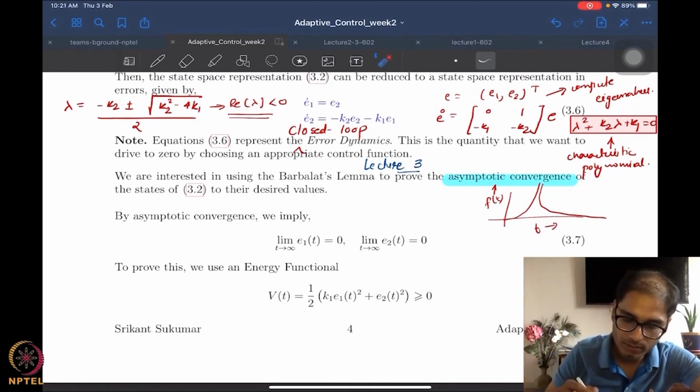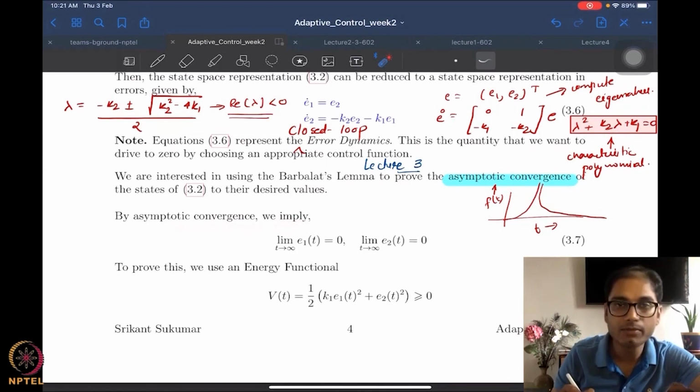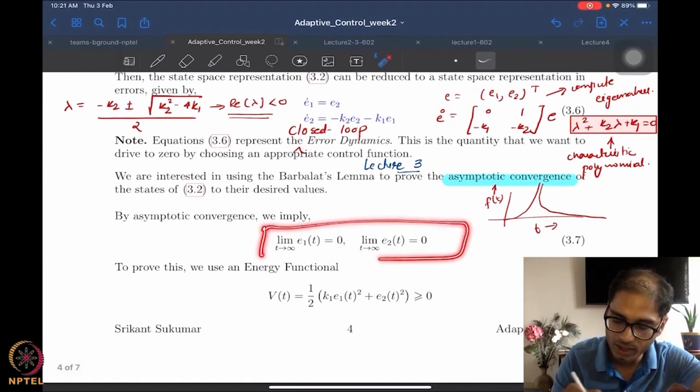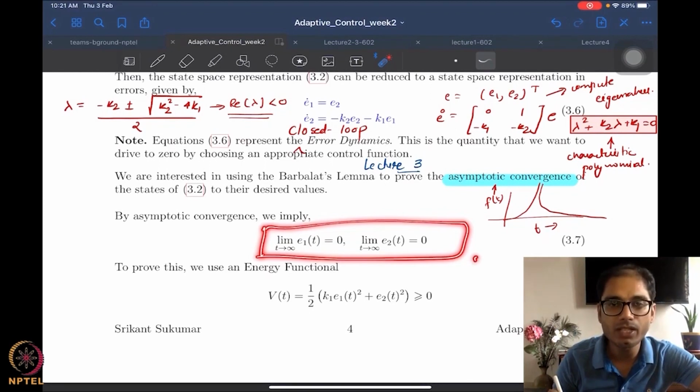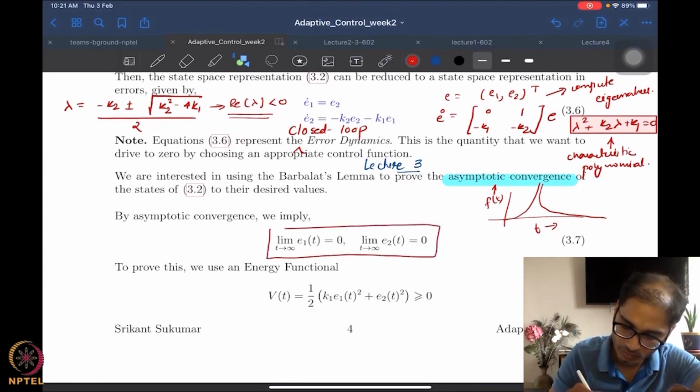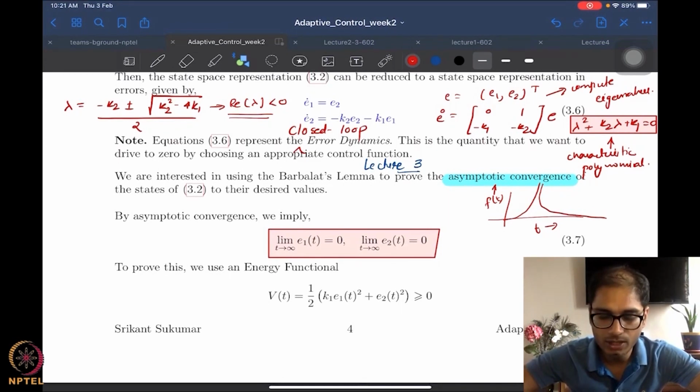So once we understand that, let's see what we want to do. We want to prove asymptotic convergence, which is mathematically defined as the limit as t goes to infinity of e1 of t and the limit as t goes to infinity of e2 of t both going to 0. Right? So this is important. Both of these will go to 0 as t goes to infinity.